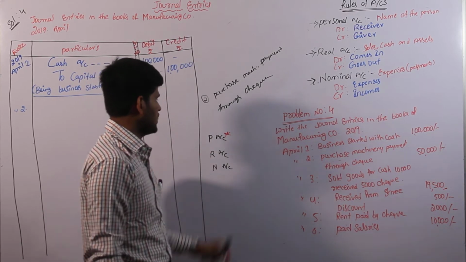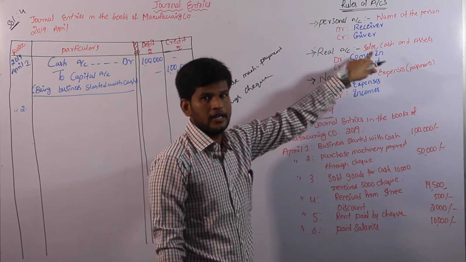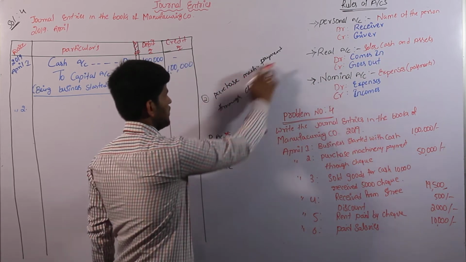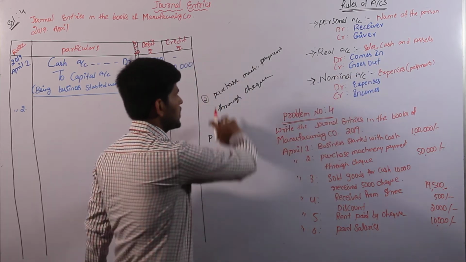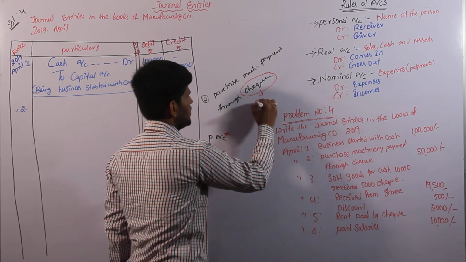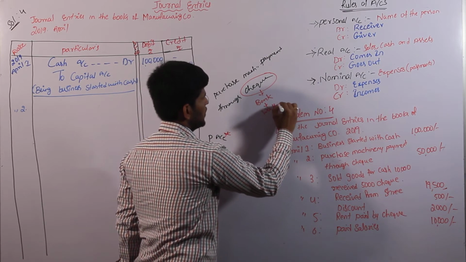Come to the second rule, the real account, which relates to transactions of sales, cash and assets. Here we don't have any sales. Come to the second one, cash. Here we don't have any cash, but a check is given. Check will be converted into bank. Bank is nothing but a worth value.